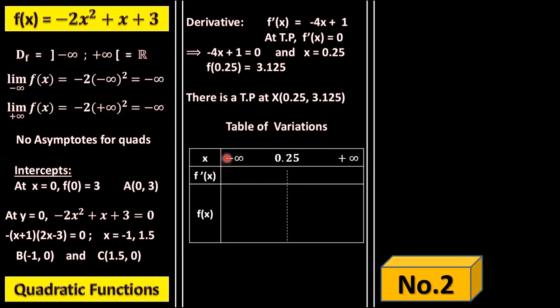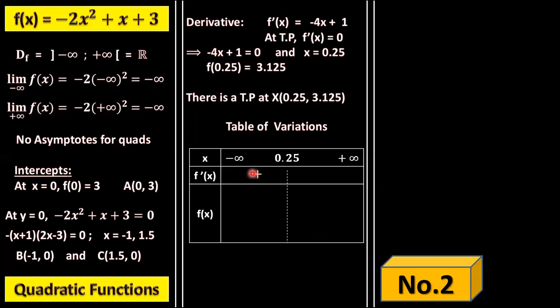Now, for the gradient function between negative infinity and 0.25, you want to test the sign to see if the function is increasing or decreasing. Take any x value between negative infinity and 0.25. 0 is always very sweet. You can take negative 1 as well. It doesn't matter what you take. You are going to have positive here. For example, if you put 0, it will be positive. Put negative 1, it will still be positive. Negative 4 times negative 1 is plus 4, plus 1, 5.